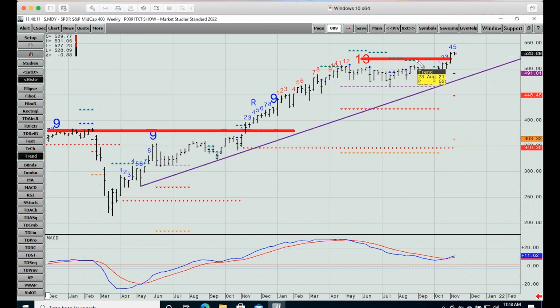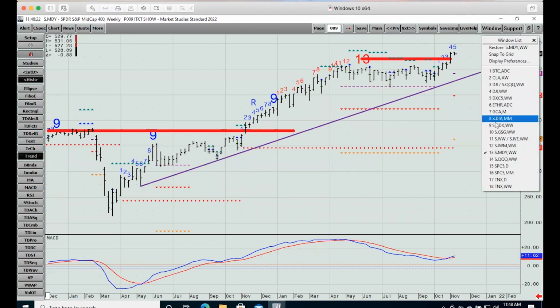And it has properly exceeded the signal that said it's sideways. So it's essentially renewing a new uptrend. And of course, it's above its trend line. Now let's look at the Russell.